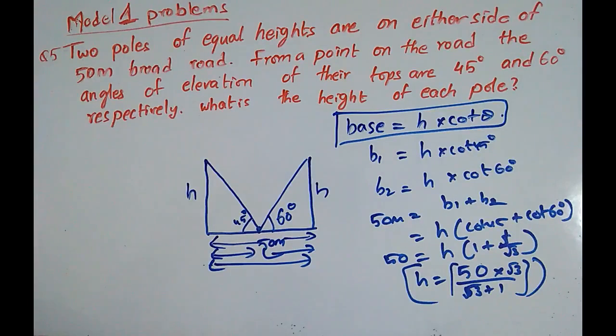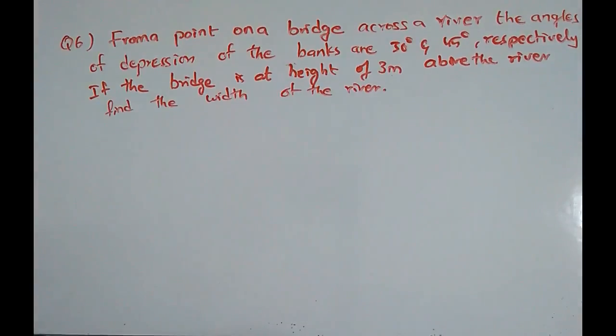Let's see another problem. From a point on a bridge across a river, the angles of depression of the banks are 30 degrees and 45 degrees respectively. If the bridge is at a height of 3 meters above the river, find the width of the river, friends.